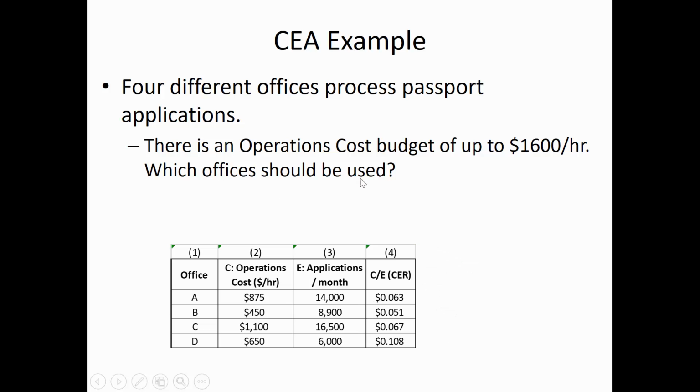So the question was, we've got a budget of up to $1,600 per hour. Which of these offices are we going to send money to if we can choose? We don't necessarily have to fully fund all of them. You want to prioritize your spending so that you are able to maximize the number of applications that are processed. And so what you should do is, first of all, fund Office B, because they're the most efficient. Of this $1,600 per hour, Office B is going to take $450, and then they're fully staffed up and they're operational.